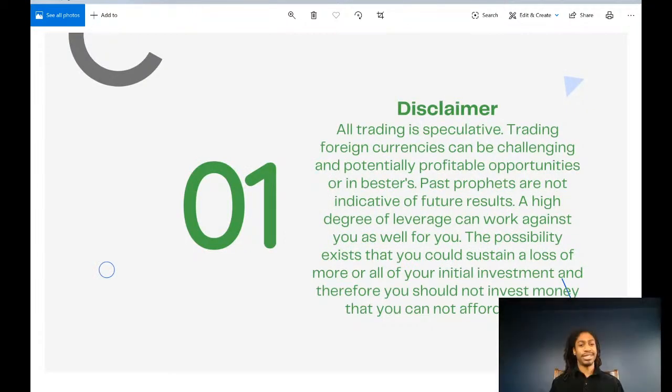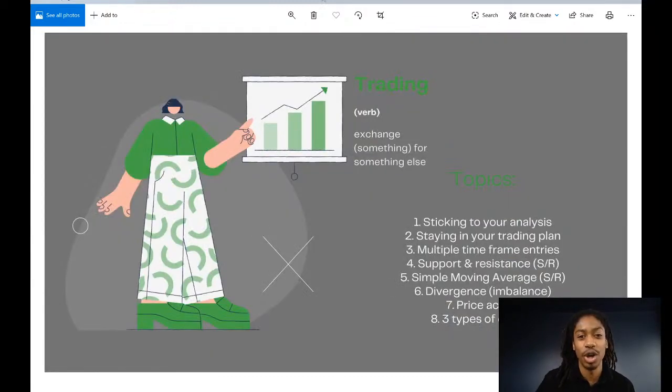So disclaimer, if you guys don't already know this, all trading is speculative. Trading foreign currencies can be challenging and potentially profitable opportunities, which we all know, okay? Past profits are not indicative of future results, as we all know, okay? So let's just go into the next thing.